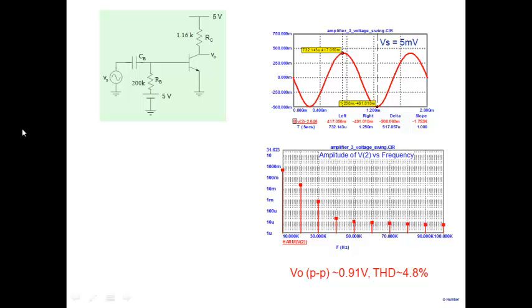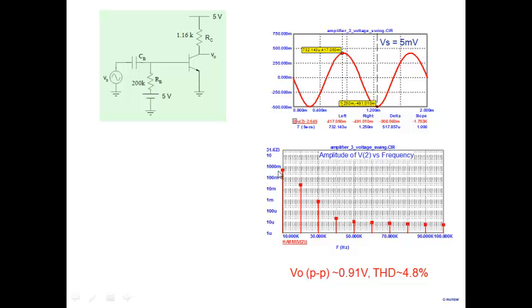As an example, we have applied 5 millivolts here to the input, and a 5 millivolt signal also results in harmonic distortion. We get a peak-to-peak voltage of 0.91 because the gain of the amplifier is roughly 90. So 10 millivolt peak-to-peak input will result in 900 millivolts of peak-to-peak output. There's a harmonic distortion of 4.8%.